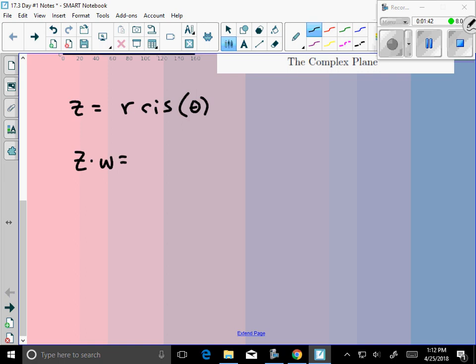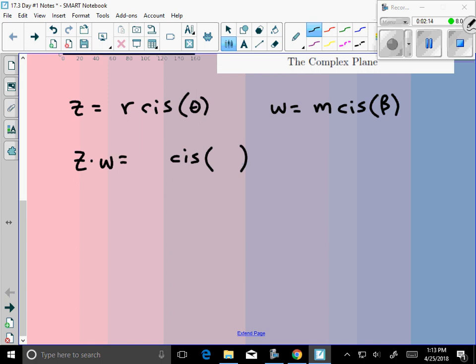Let's say Z equals R cis theta. Let's say that W equals, I don't know, let's come up with a different letter. How about M cis beta? If I took Z times W, I'm going to do the proof of this in a moment. I'm going to have another cis number, another complex number in polar form.